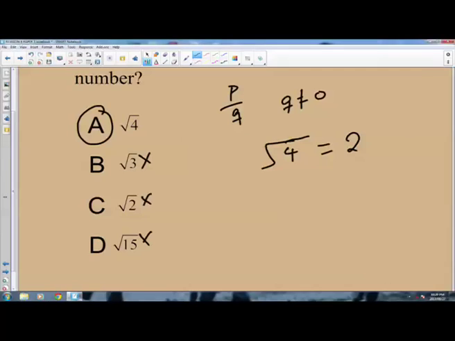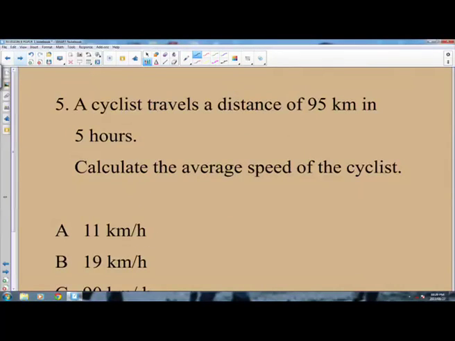We are working on mathematics paper 1, and this is a multiple choice paper in which you are not expected to use a calculator. You can only use a set of mathematical instruments, no calculators. And then we are at question number 5. Question number 5 says, a cyclist travels a distance of 95 kilometers in 5 hours. Calculate the average speed of the cyclist.